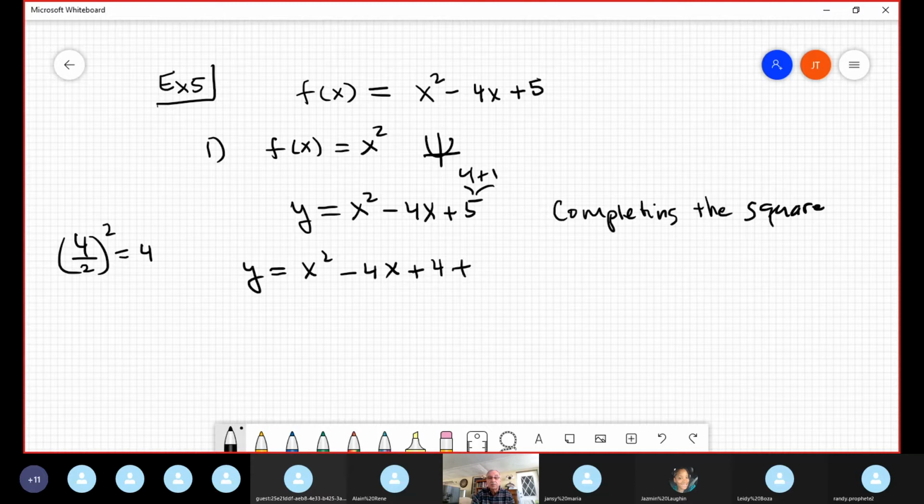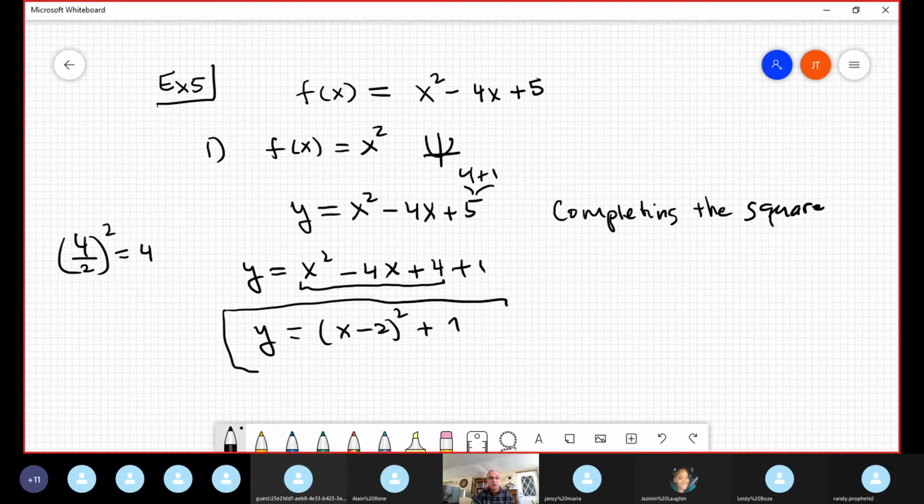So this is equivalent, no? Now, this trinomial is a perfect square. And the factorization is pretty easy. It's x minus 2 squared plus 1. Wow. And so we focus on this new expression that, by the way, is algebraically equivalent to the original. But in the original, I have no idea what transformation it is. However, here it is super easy.